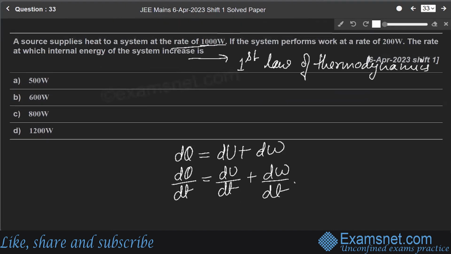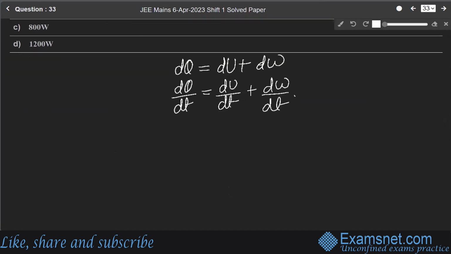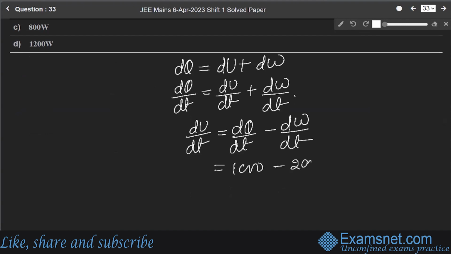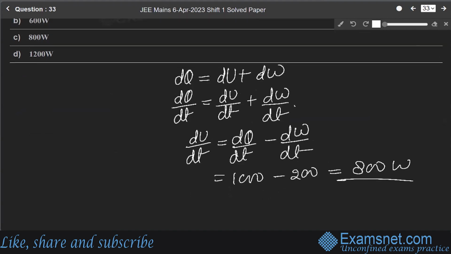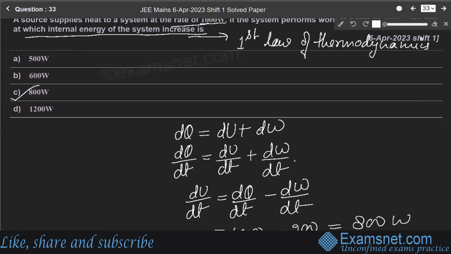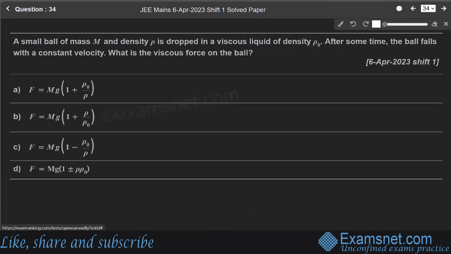So we have to find the rate at which the internal energy of the system increases. So dU/dt equals dQ/dt minus dW/dt. It is 1000 watt minus 200 watt equals 800 watt. So the correct answer is C, 800 watt. Got it? Now moving to our next question.